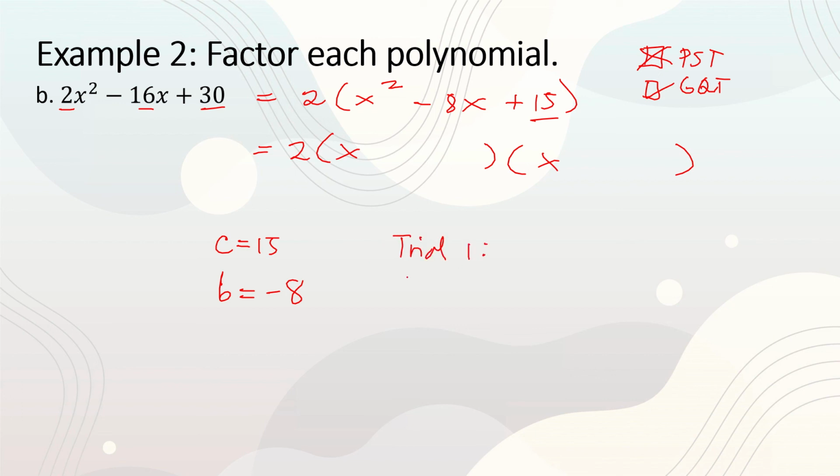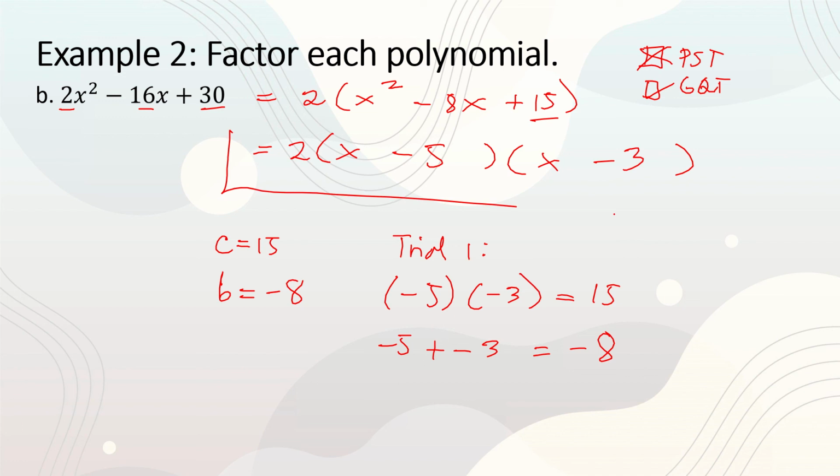So yung trial 1 natin, what if agad-agad nakuha natin? Okay, since negative si B, medyo mag-iisip ka ng mga negative. So hindi pwedeng positive lang. So si C, 15, negative 5 times negative 3. O, anong negative 5 times negative 3? That's positive 15. But when you add them, that's negative 8, which is the B. So x minus 5, then x minus 3. There you go.